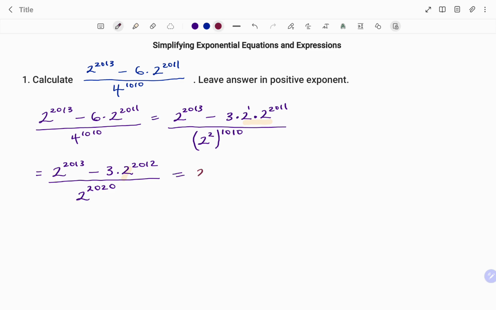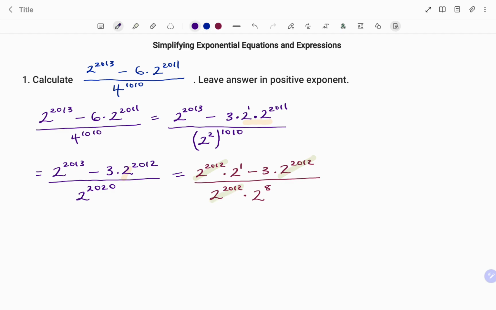So the first one, I have 2 to the power of 2012, which is our lowest exponent. To make it 2013, I need one more, so that's 2 to the power of 1, because if I add the exponent, I'm still going to have 2013. I have minus 3 times 2 to the power of 2012. I leave that as it is because it's already in the exponent 2012. At the bottom, I'm going to do the same, 2 to the power of 2012 times 2020 minus 2012, which will give us 2 to the power of 8, because if I add 8 to 2012, that will give us 2020. So what has happened is it's easy to spot our factors from each of the terms.